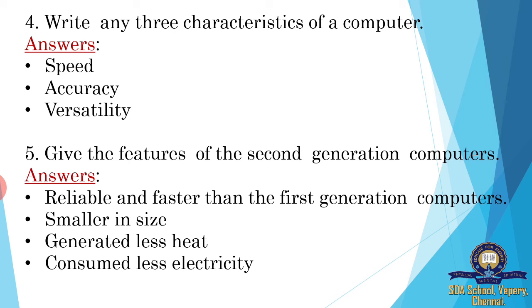Give the features of second generation computers. Okay, it is reliable and faster than the first generation computer. The first point. Second point is it is smaller in size. Third one, it generates less heat than the first generation computers. Then the fourth point is it consumed less electricity. Okay, because it is smaller in size and it generates less heat, it consumed less electricity. Less amount of electricity in that.